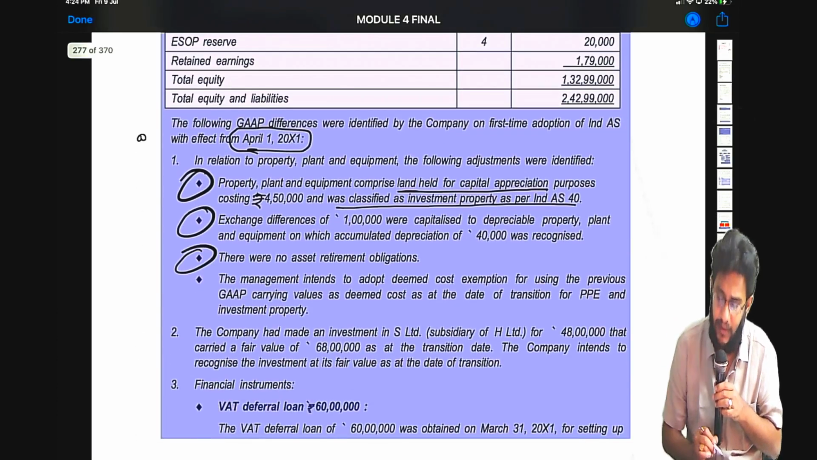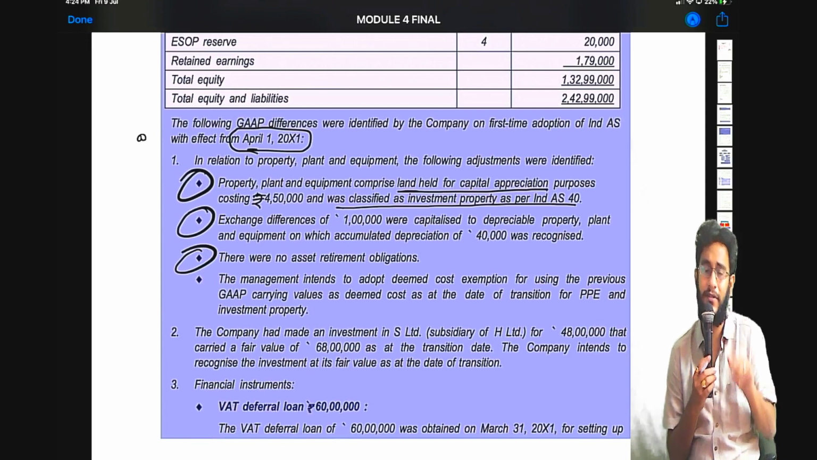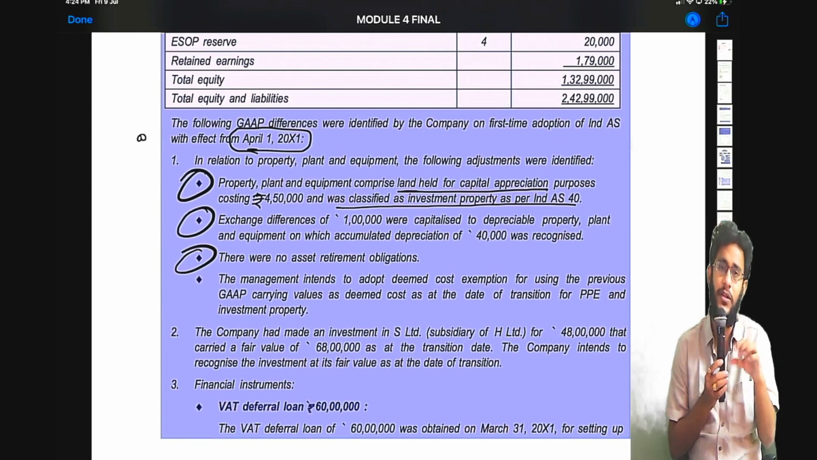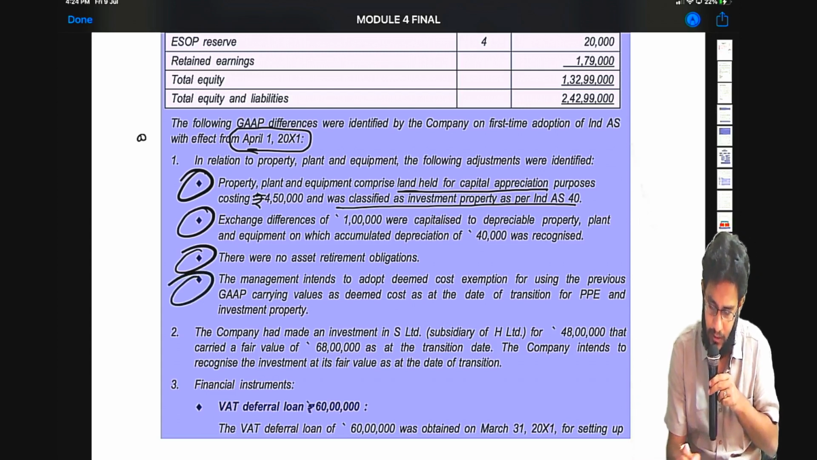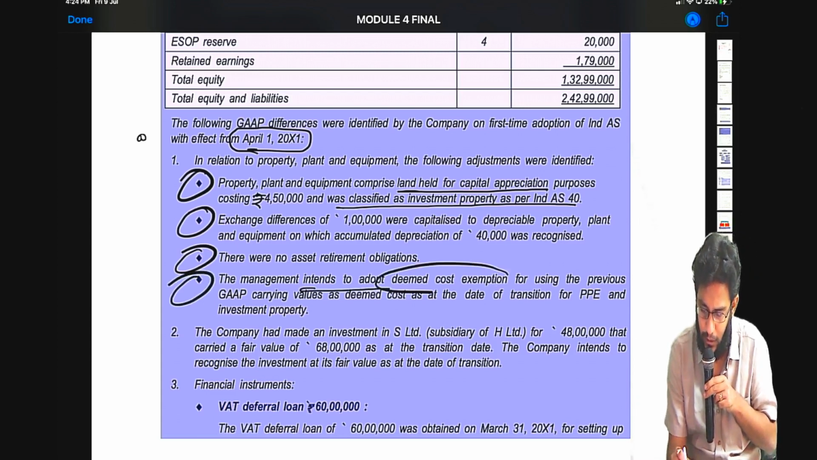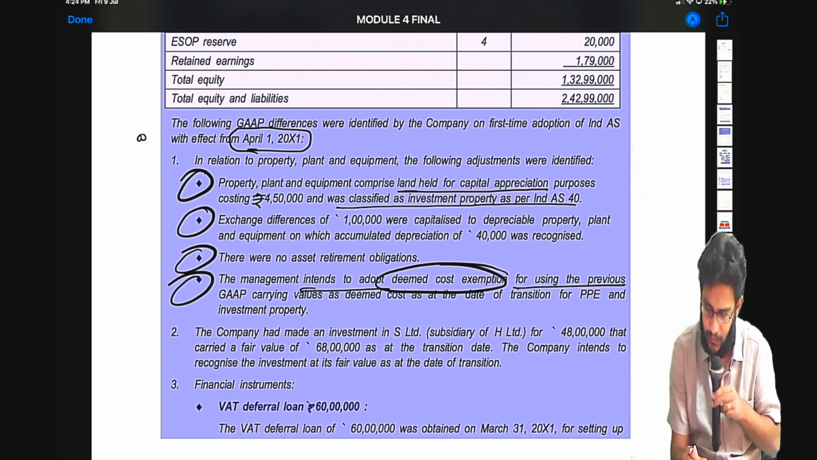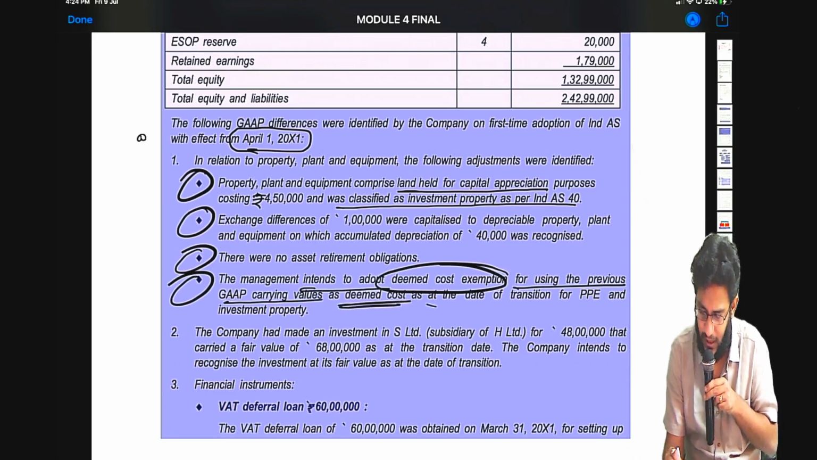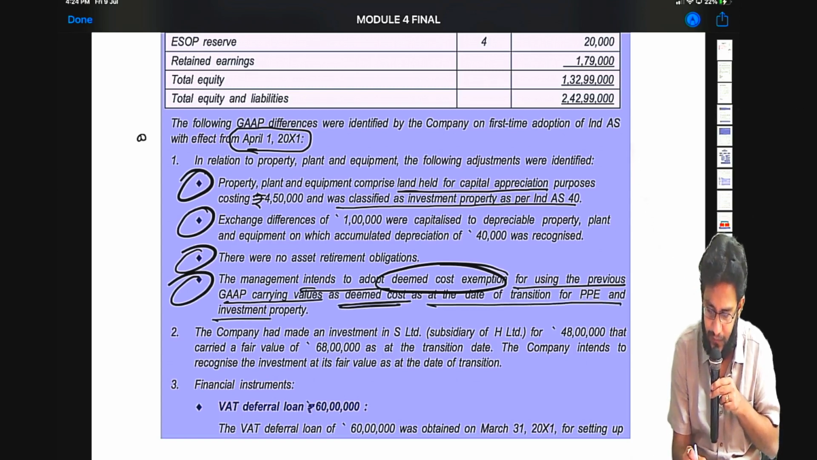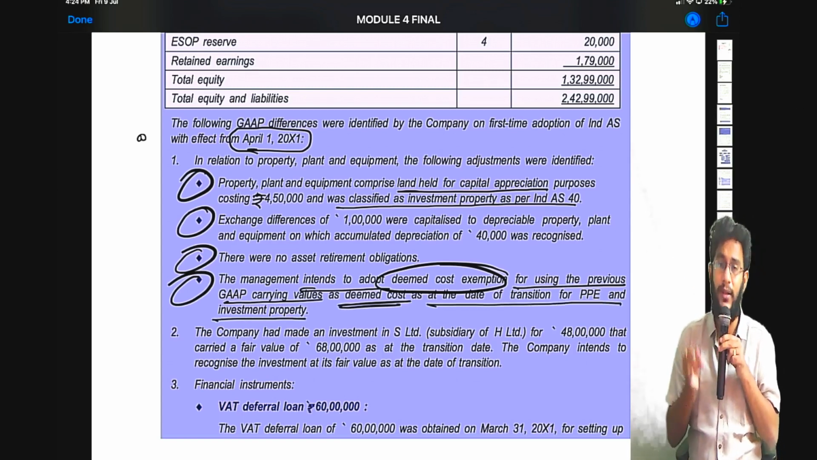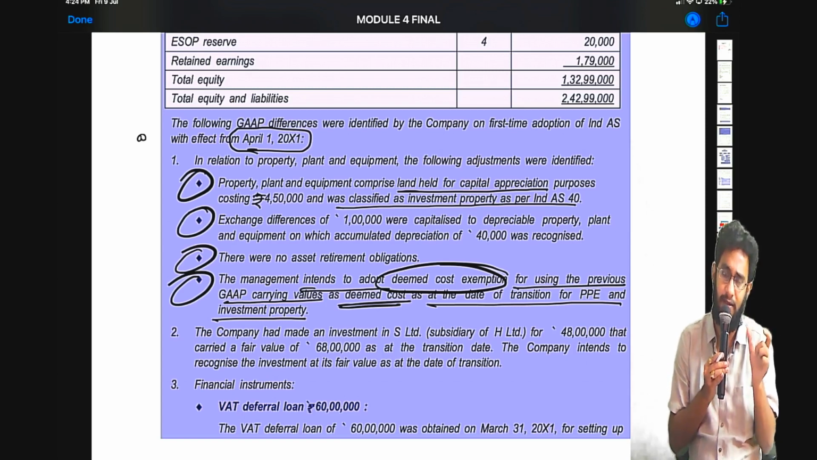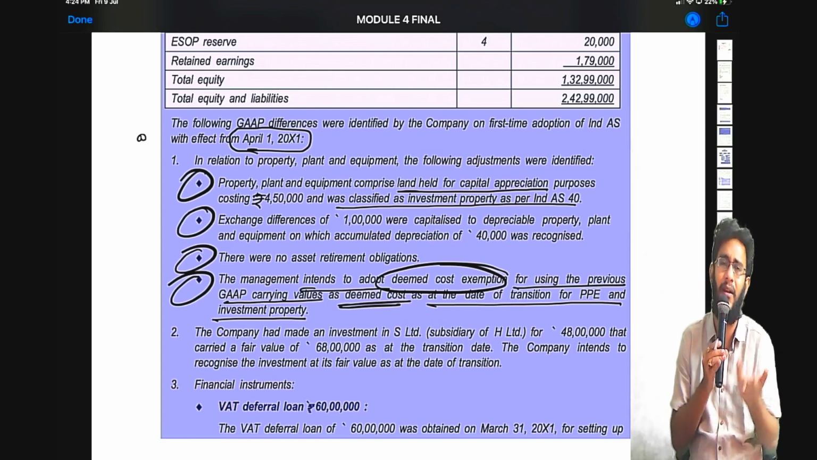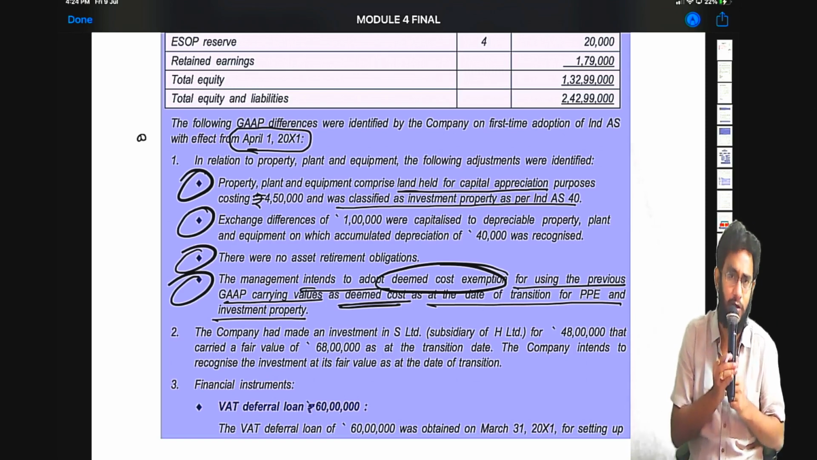There were no asset retirement obligations. What is the meaning of asset retirement obligation? Provision for decommissioning and all. It is not there in his telling. That's okay. The management intends to adopt deemed cost exemption for using the previous GAAP carrying values as a deemed cost at the date of transition for PPE and investment property. With this, what has happened is whatever exchange difference 60,000 is there in the asset, we are not going to touch that. Let it be there, because they are selecting the deemed cost option, right?